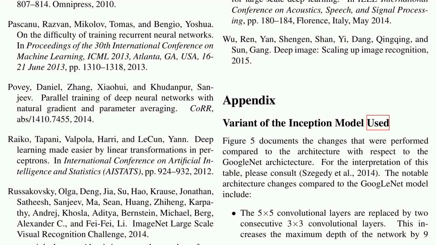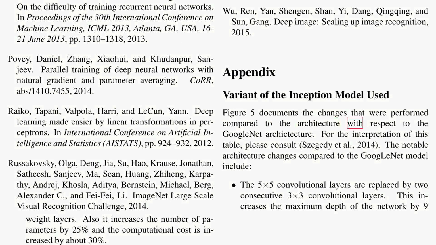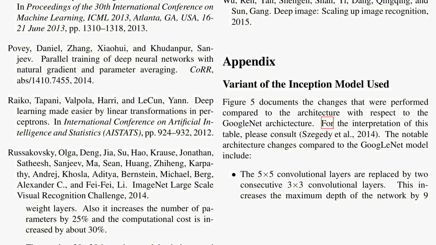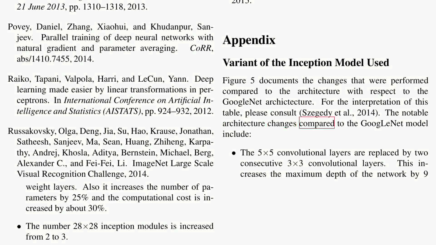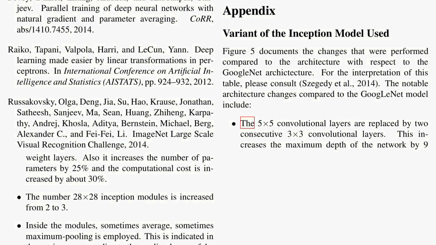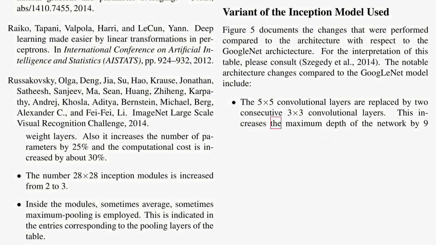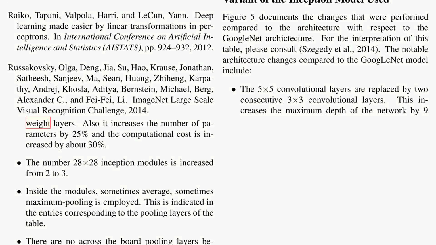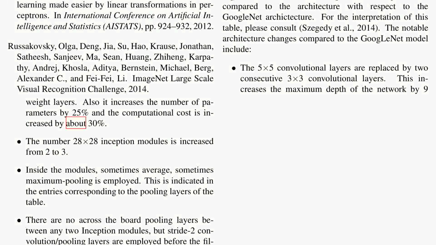Variant of the Inception model used. Figure 5 documents the changes that were performed with respect to the GoogleNet architecture. For the interpretation of this table, please consult Szegedy et al., 2014. The notable architecture changes compared to the GoogleNet model include: the 5x5 convolutional layers are replaced by 2 consecutive 3x3 convolutional layers. This increases the maximum depth of the network by 9 weight layers. Also, it increases the number of parameters by 25%, and the computational cost is increased by about 30%.